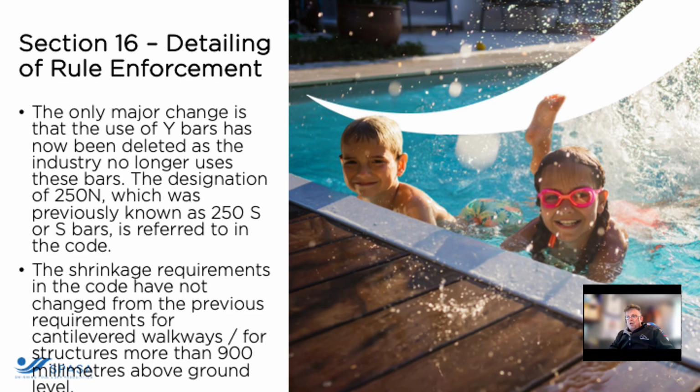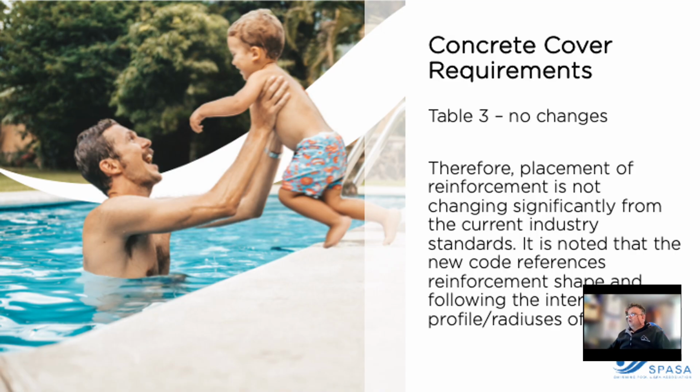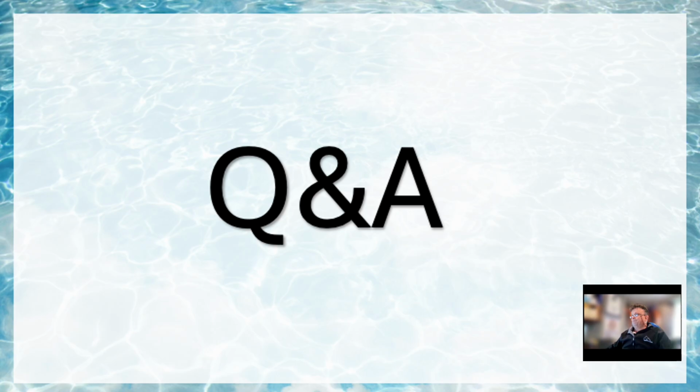The shrinkage requirements in the code have not changed from the previous requirements for cantilever walkways for structures more than 900 millimeters above ground level. So it's an important point that needs to be considered, and that's more for you guys that are doing those cantilevered sections above ground. Concrete cover, there's no changes. Therefore, the placement of concrete reinforcement is not changing significantly from the current industry standard. It is noted that the new code refers to reinforcement shape following the internal profile and radiuses of the wall.